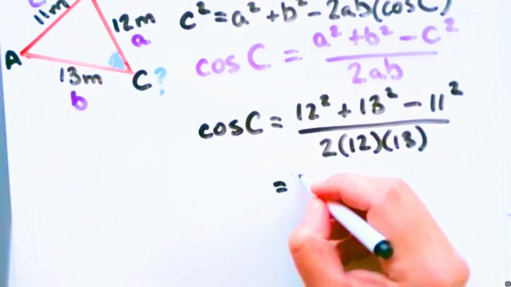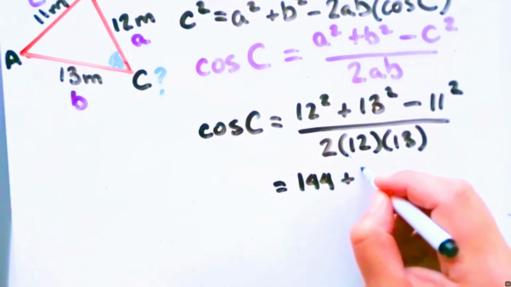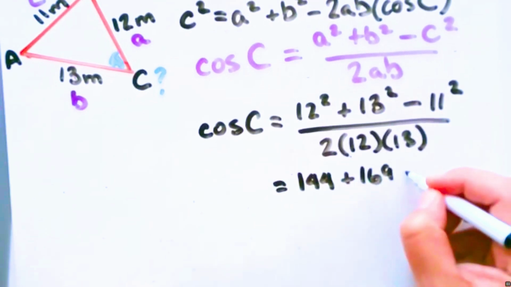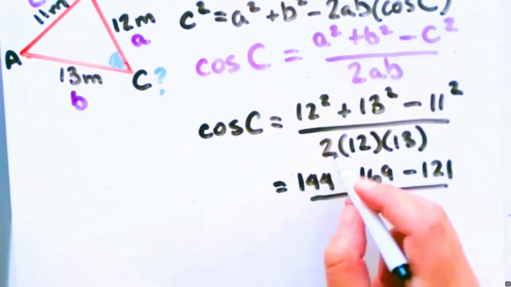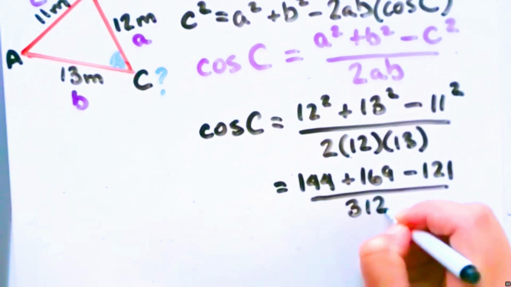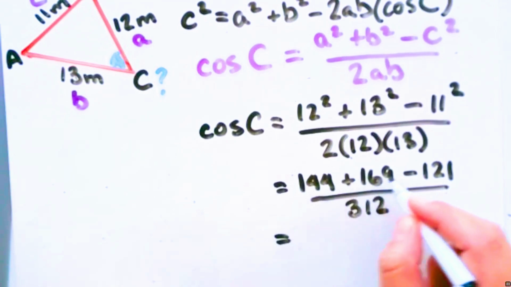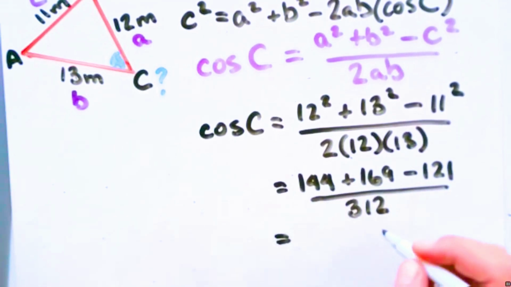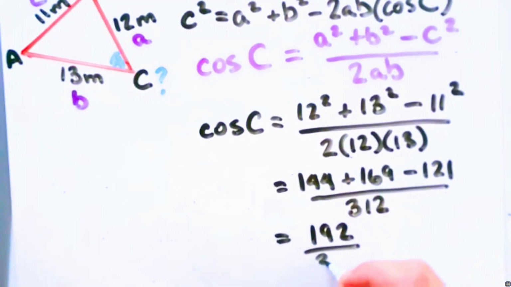Let's do it. 12 squared is 144, plus 13 squared, that's 169, minus 11 squared, so minus 121. In the denominator, I have 2 times 12 times 13, which gives me 312. So I'm still following BEDMAS. 144 plus 169 minus 121 in the numerator gives me 192. And in the denominator, we still have 312.